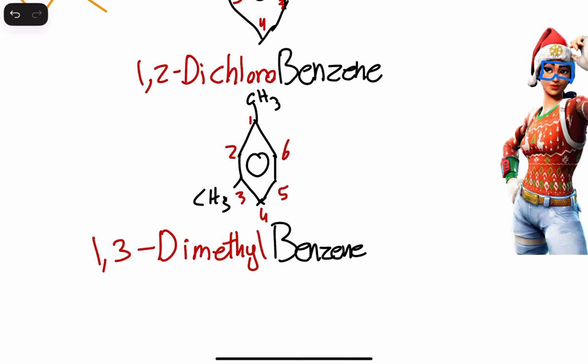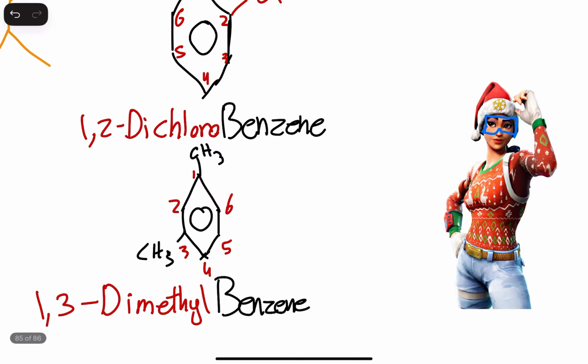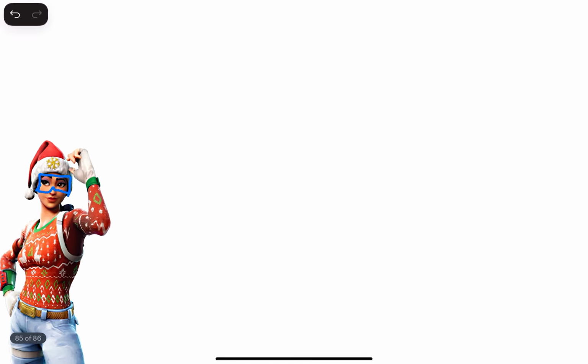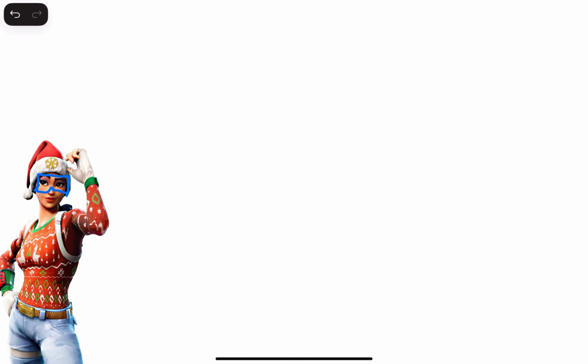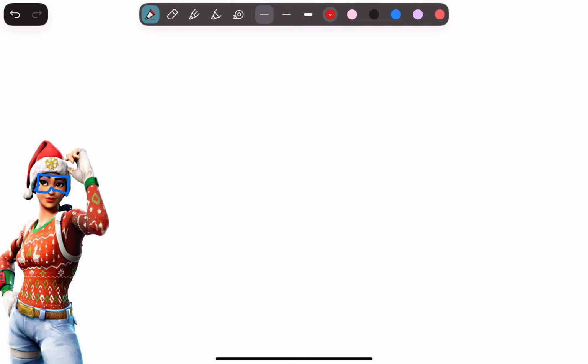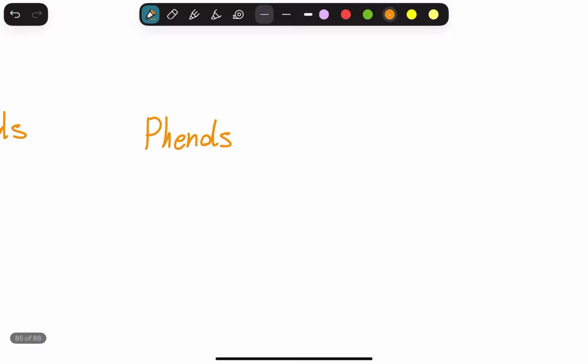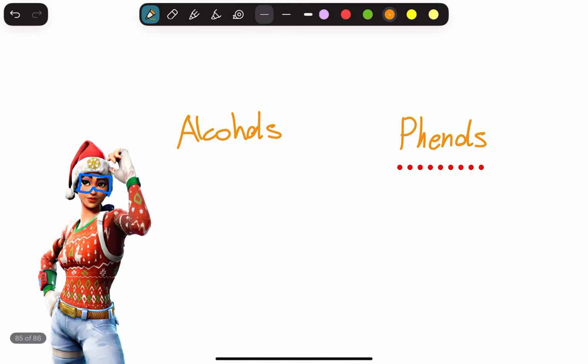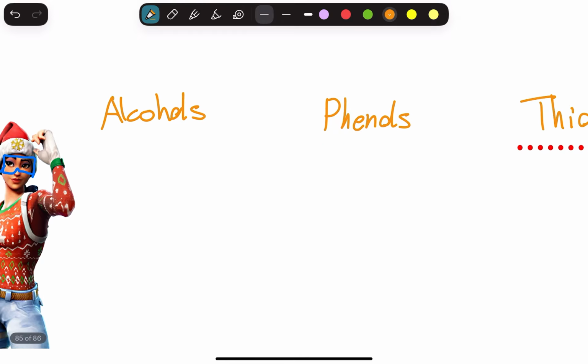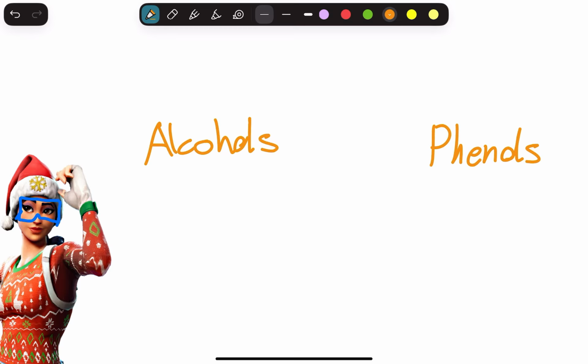Next thing, we're going to talk about the organic compounds of oxygen. So the organic compounds of oxygen are going to be our, let's use orange, our alcohols, our phenols, and then our thiols. So we have our alcohols. Let's start there.